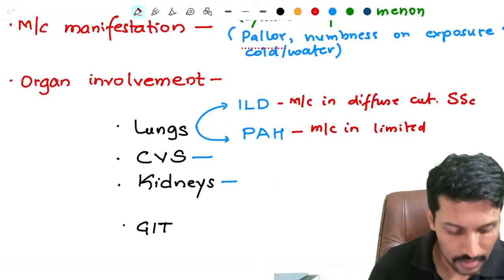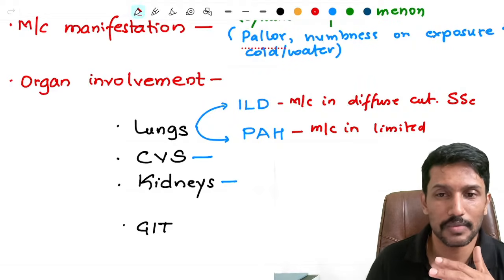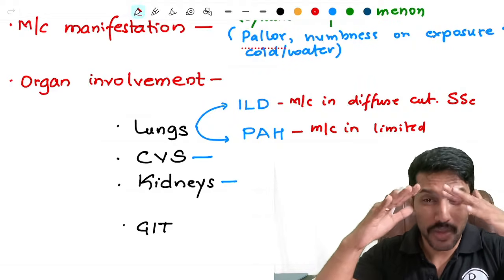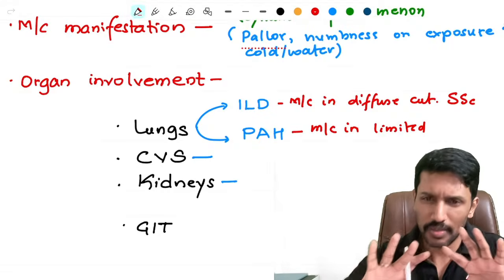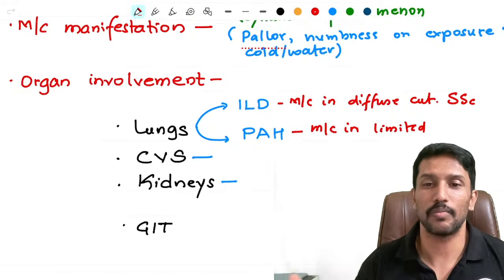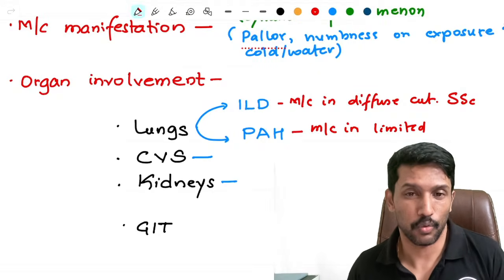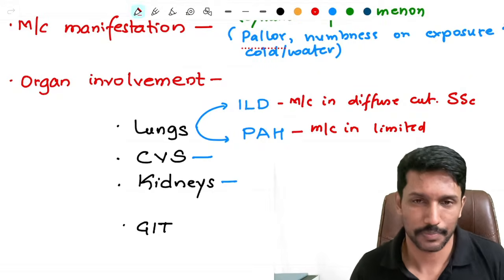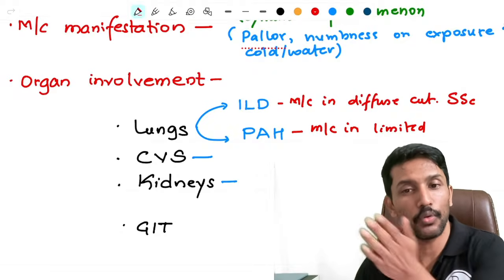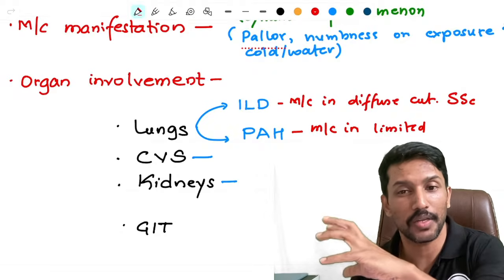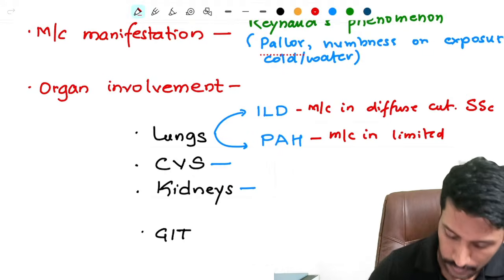So that's why I said that diffuse cutaneous and limited cutaneous, though they have the same parent pathophysiology, fundamentally are like two different siblings behaving totally differently. So if I have limited cutaneous, I'm prone to develop pulmonary arterial hypertension. But if I have diffuse cutaneous, I'm prone to develop ILD. The chance of me developing pulmonary arterial hypertension is less.